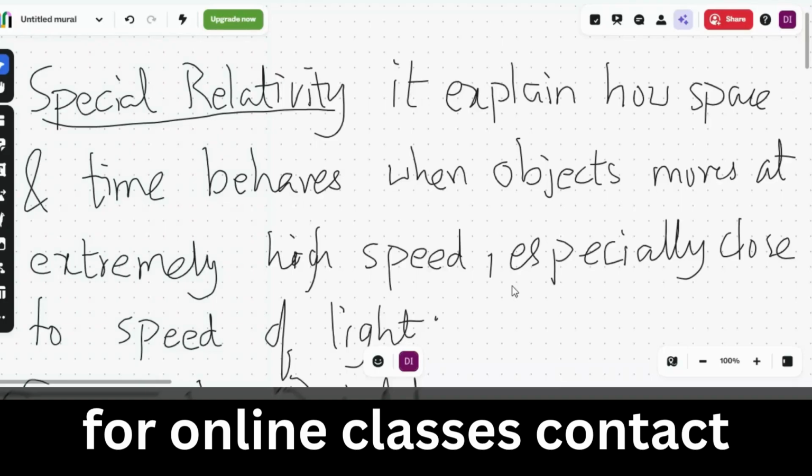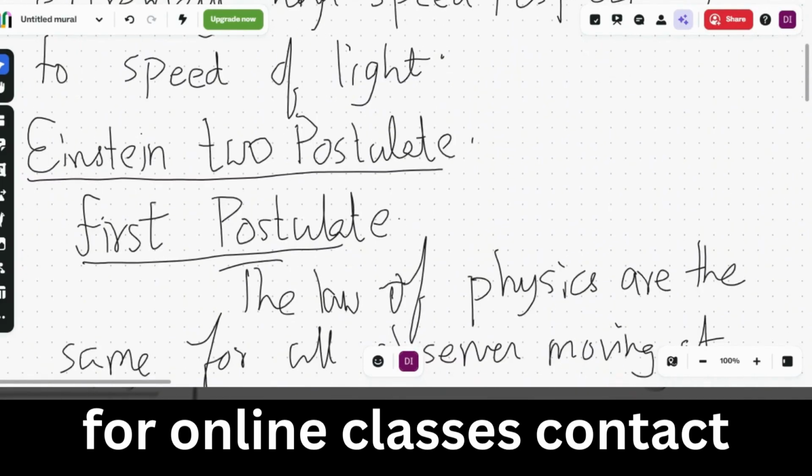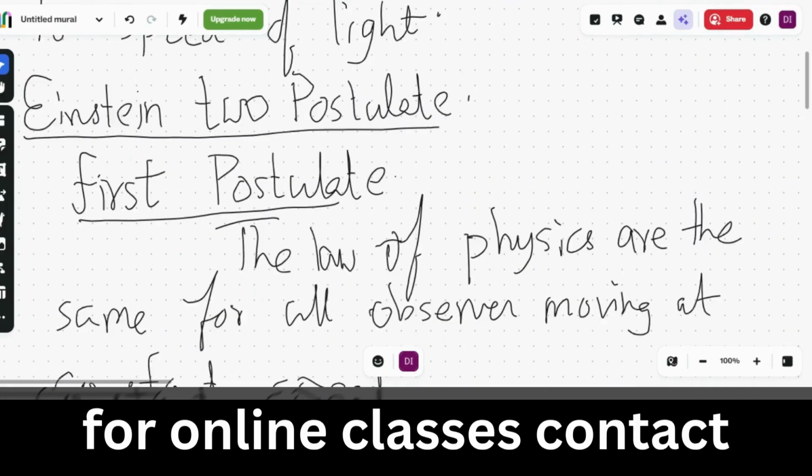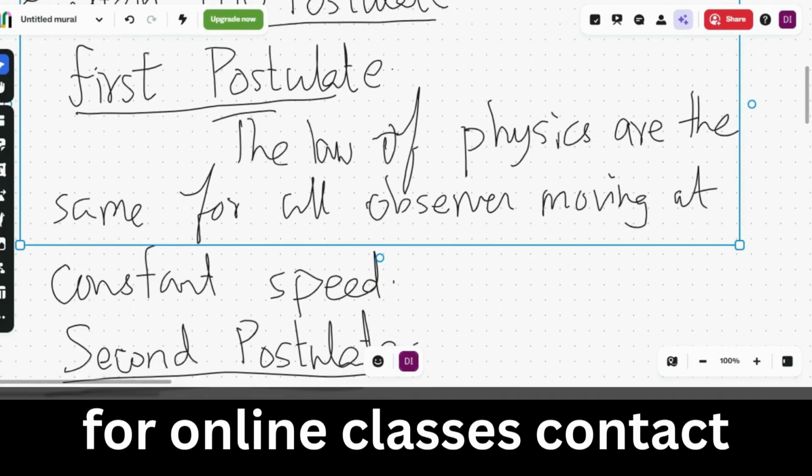Today we are going to talk about special relativity. It explains how space and time behave when objects move at extremely high speed, especially close to the speed of light.